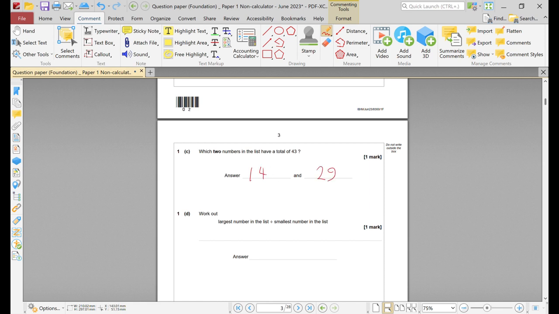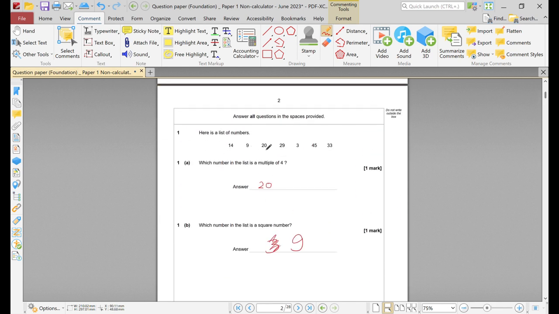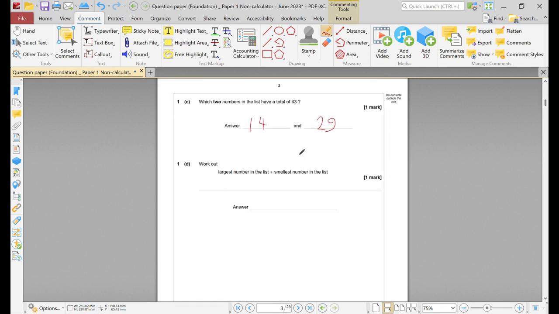Work out the largest number divided by the smallest number. So the largest number is 45, the smallest is 3. So 45 divided by 3, that's 15.